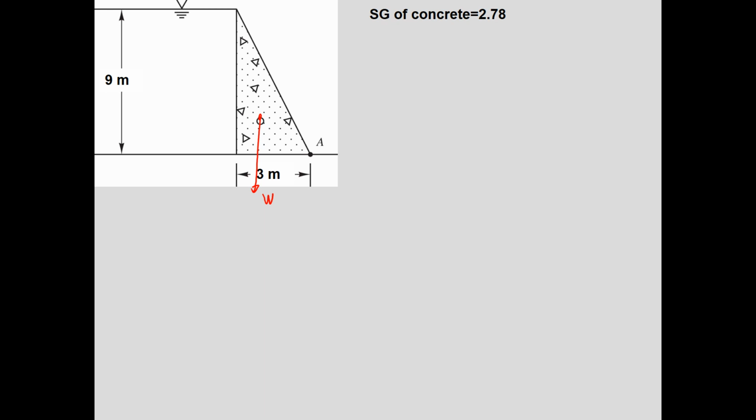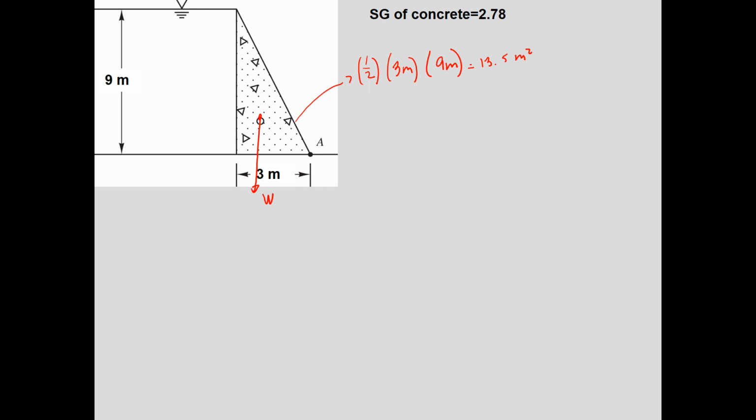So let's look at the dam first and calculate the weight of the dam. The weight of the dam would be the specific weight times the volume, and the volume would be the area times the length. So the area of the dam would be 1/2 of the base, which is 3 meters, times the height, 9 meters. So we have an area of 13.5 square meters.